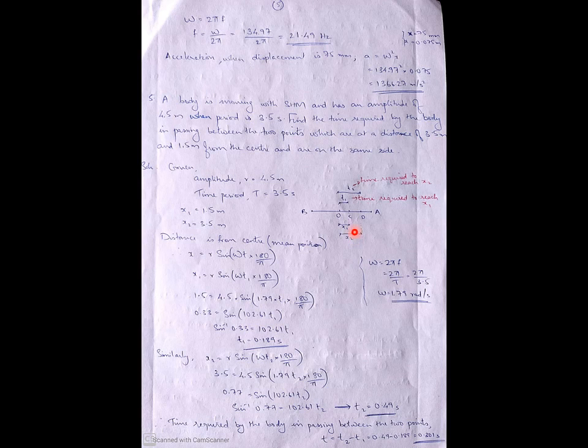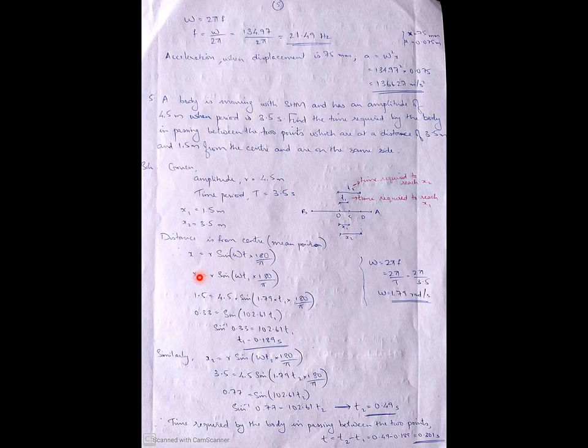From O to C the distance is x1, and let t1 be the time required to reach x1. From O to D the distance is x2, and let the time required to reach x2 be t2. Now we have the equation for that. From the center position, the distance is given by x equal to r sine omega t into 180 by pi. That is the general equation. There are two cases, x1 and x2, so let us consider each case.